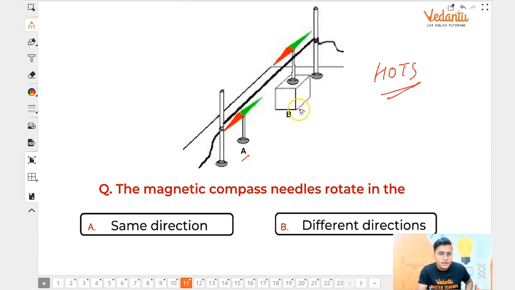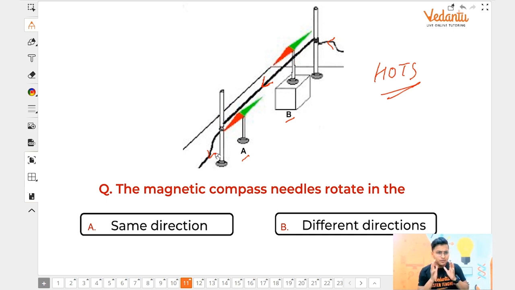You have one magnetic needle here, one magnetic needle here, magnetic needle A, magnetic needle B. Think about it. One of them is below the wire and the other one is above the wire. I'll give you the direction of the current also. Assuming the current is moving in this direction through the wire, think and tell me, the compass which is below and the compass which is above the wire, both of them are going to move in the same direction, or going to move in opposite directions. What do you guys think?